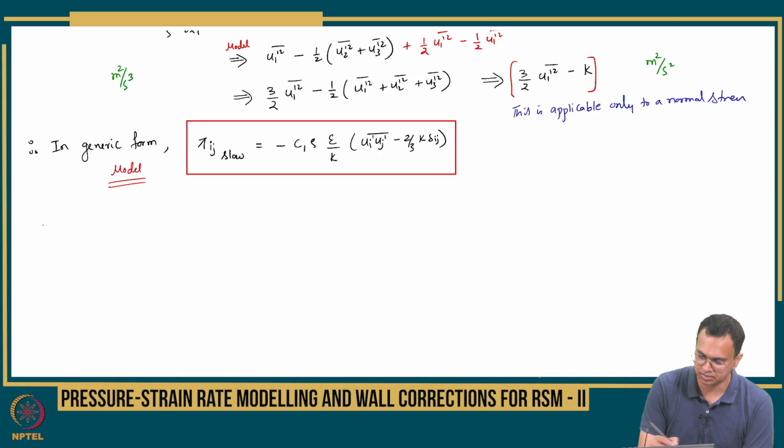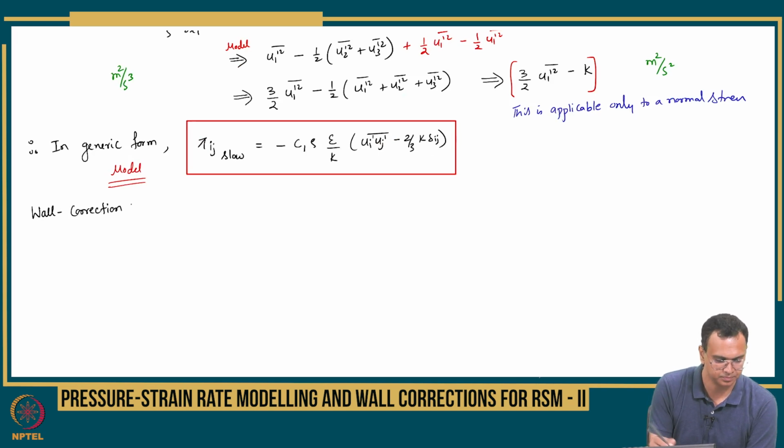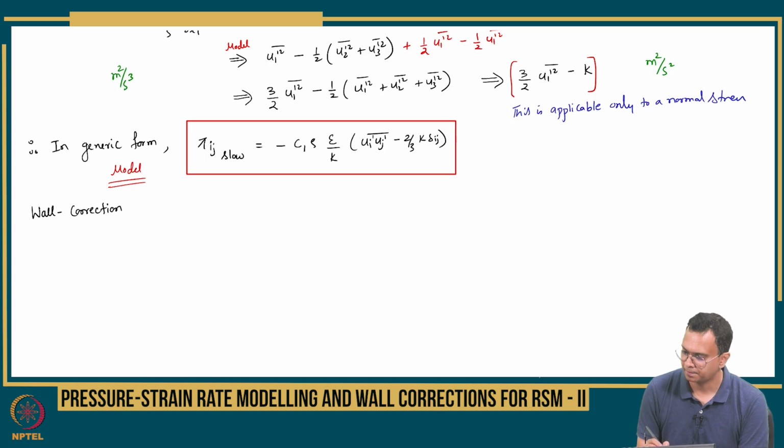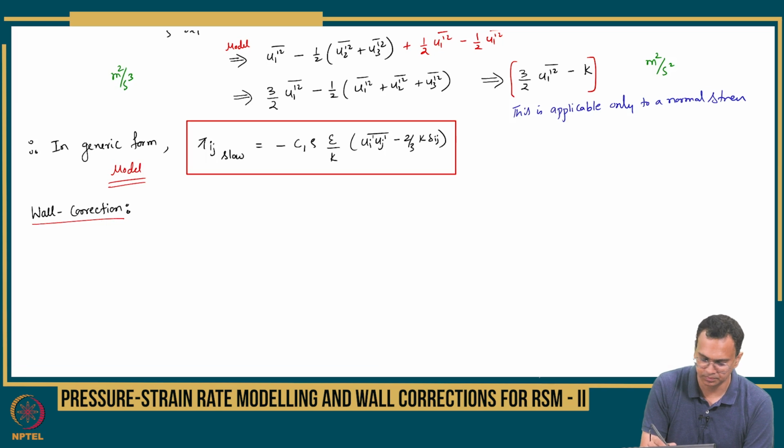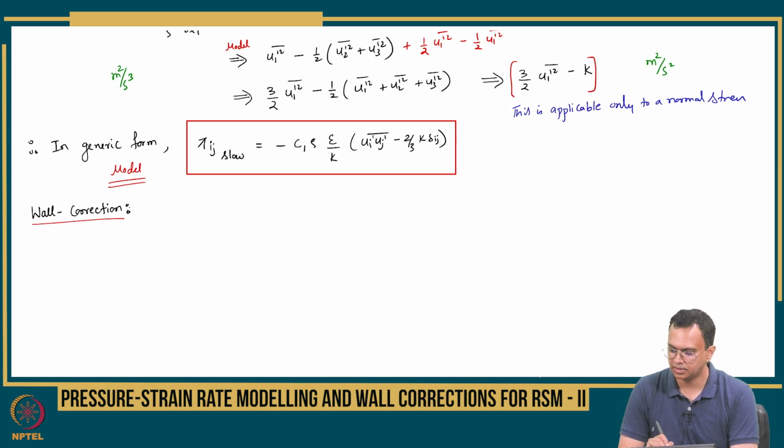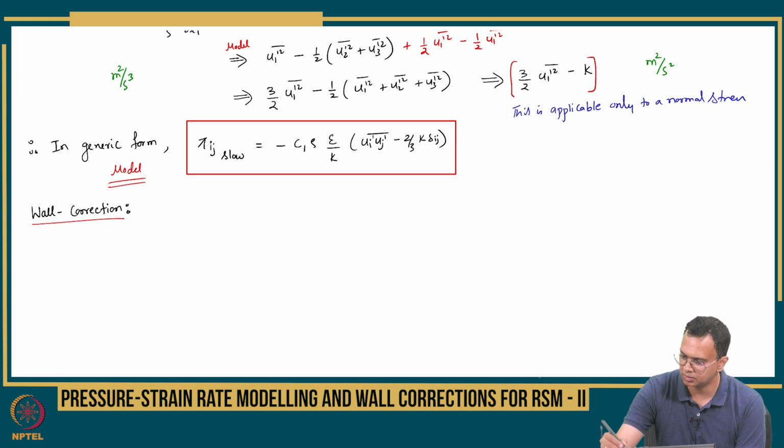So the wall correction, this is another topic, wall correction. Right. So here I am going to consider, let us say, a coordinate system, let us call this S and N. N is the wall normal, S is a wall parallel coordinate system, okay, where I have a wall here.